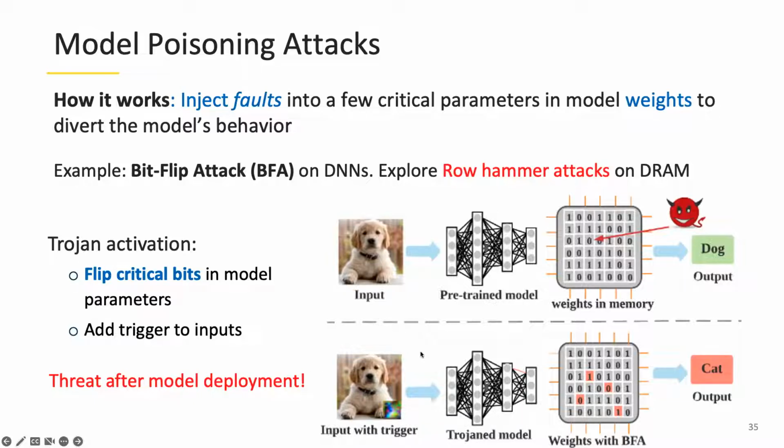And this type of attack, the bit flip attack, is applicable after model deployment, because at the inference time, the weights stored in the DRAM module are still vulnerable to row hammer attacks. This means that after model deployment, the adversary has the capability to perturb the critical weight bits in the neural network.